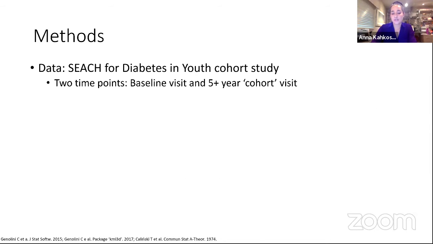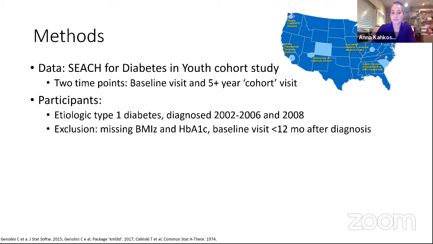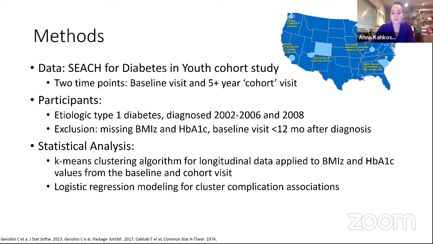For this analysis, I used data from the Search for Diabetes in Youth cohort study, which is a US-based study. I took advantage of 2 time points: data from a baseline visit and data from a cohort visit that happens 5 years or more after that baseline visit. I included youth with type 1 diabetes with complete BMI Z and A1C measures. We clustered people based on their measures of BMI and A1C at the baseline visit and the cohort visit using a version of k-means clustering. Once we had clusters, we used logistic regression modeling to see how those clusters were associated with different complications.